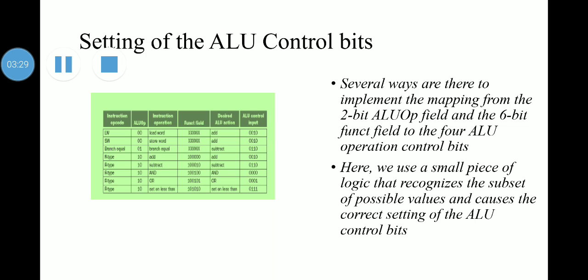If you see here, the first point, there are several ways to implement the mapping from the 2-bit ALUOp field and the 6-bit function field to the 4 ALU operation control bits. Because only a small number of the 64 possible values of the function field are of interest, and the function field is used only when the ALUOp bits equal 1, 0, we can use a small piece of logic that recognizes the subset of possible values and causes the correct setting of the ALU control bits.